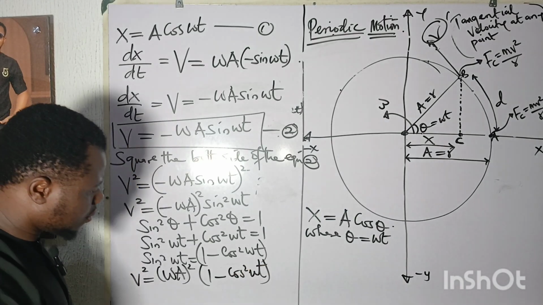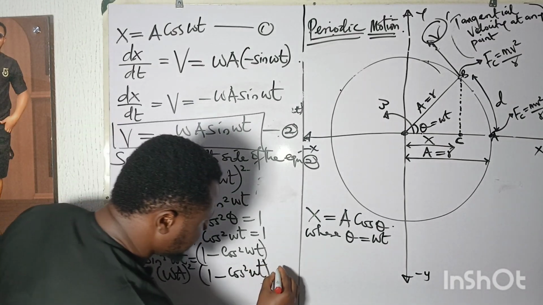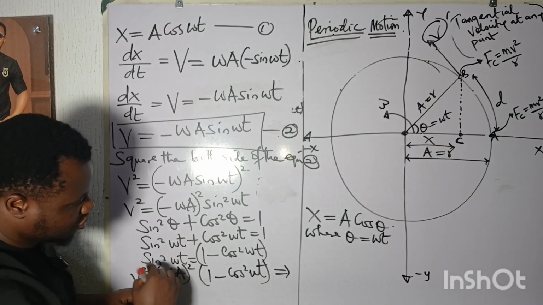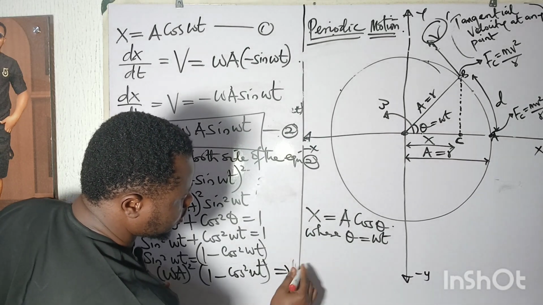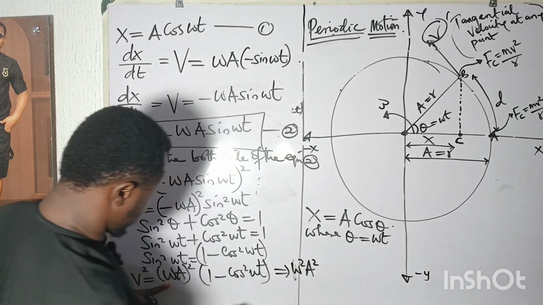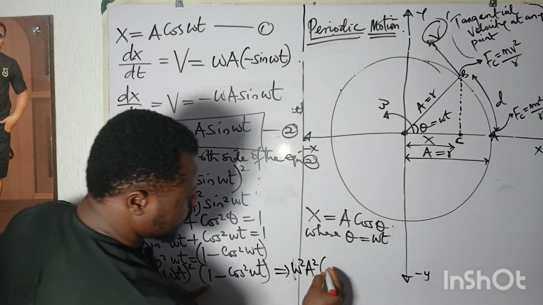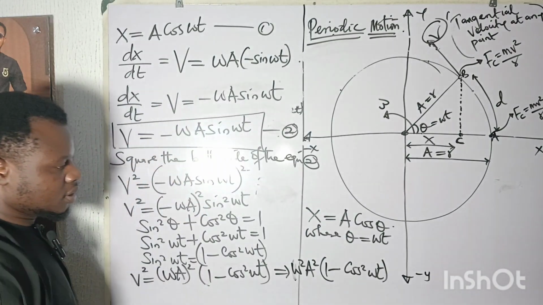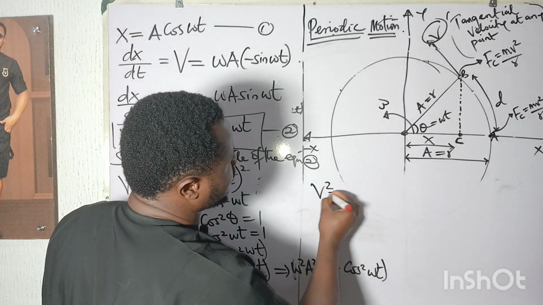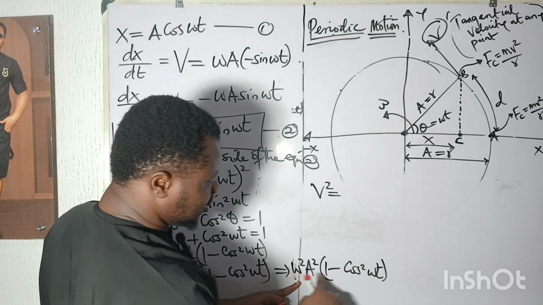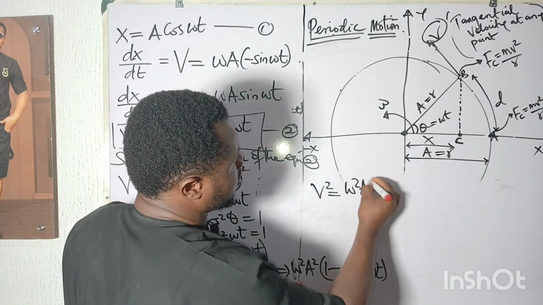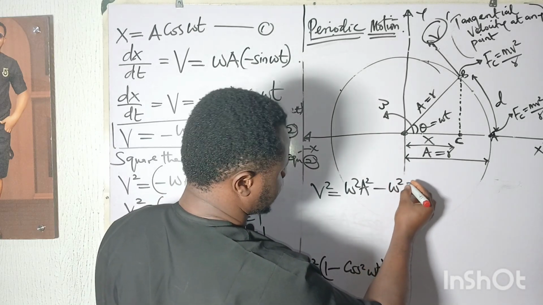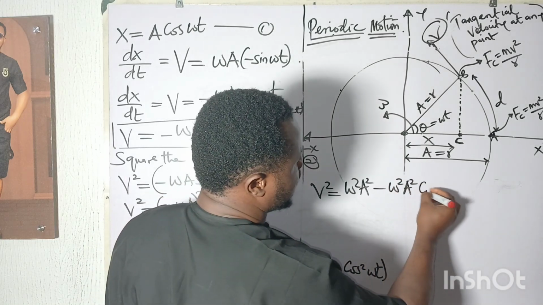Now, if you look at this, this is the same thing as ω and A amplitude all squared. So we have ω square A square into 1 minus cos square ωt. Now, v square is equal to, open up the bracket, this will give us ω square A square minus ω square A square cos square ωt.